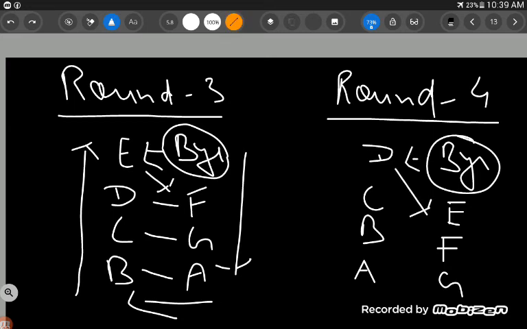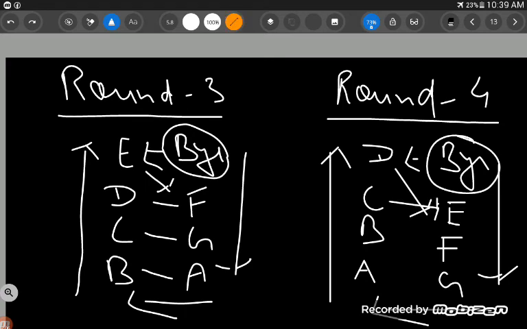Here, which team is getting the bye? D is getting the bye. Remaining teams will play the matches. C versus E, B versus F, and A versus G, or you can tell E versus C, or F versus B, or G versus A.